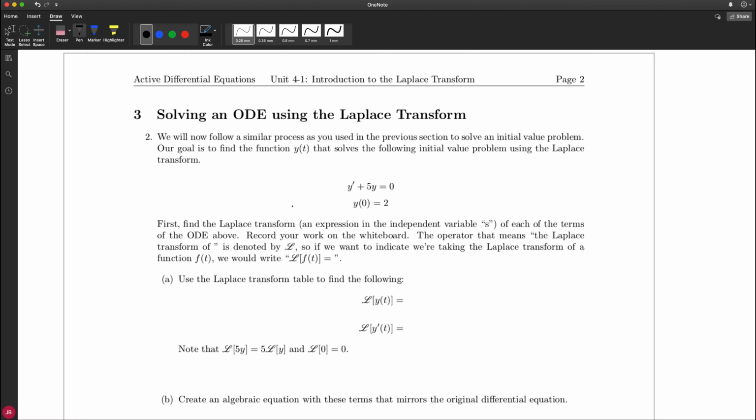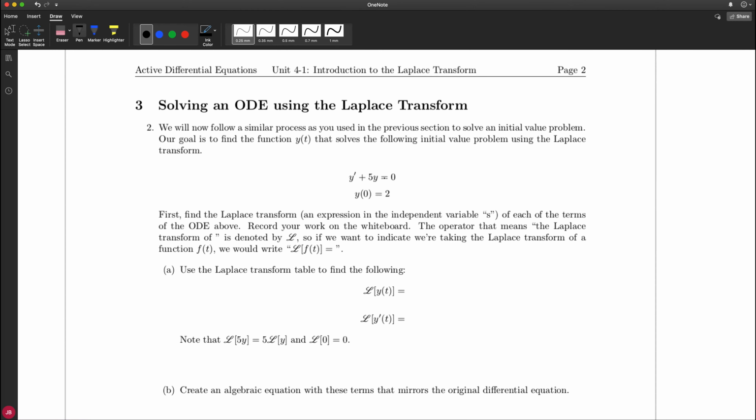But here's just a taste of how that's going to work. We have a differential equation here. Now this one is not very hard to solve: y prime plus 5y equals 0 with y of 0 equals 2. But we're going to essentially use the Laplace transform to help us solve this. And then I'll show that what we get is the same answer that we expect to get.